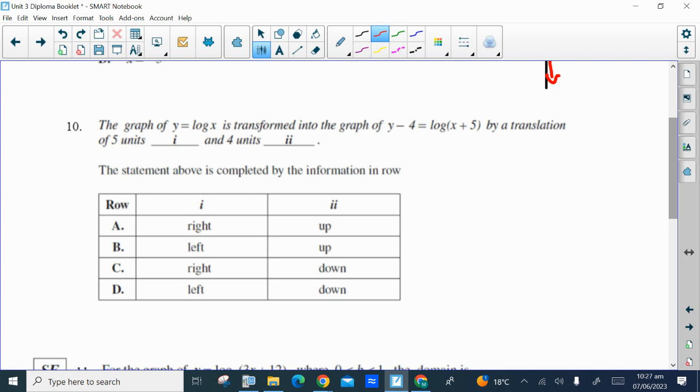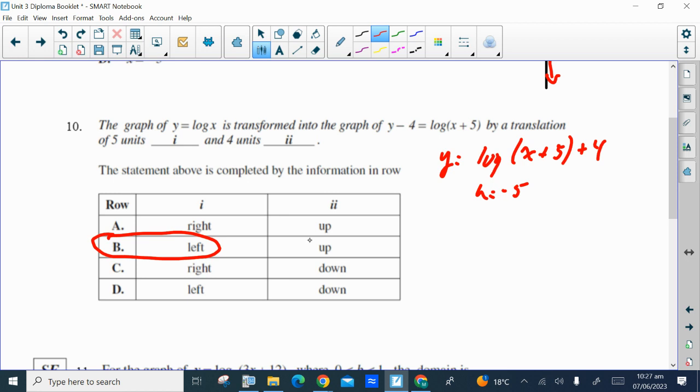Number 10, the graph of y equals log x is transformed to that by a translation of 5 units in what direction and 4 units in what direction. When we did these, we always got y by itself, in this case, by adding 4 to both sides. So compared to y equals log x, the x is replaced with x plus 5, which means that h is negative 5. It's going to go 5 units to the left and 4 units up because k is positive 4. So B was the correct answer for that one.